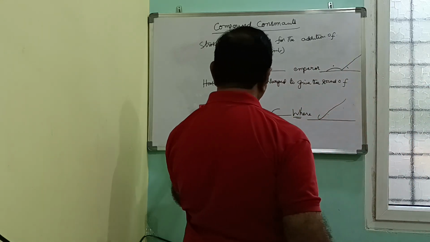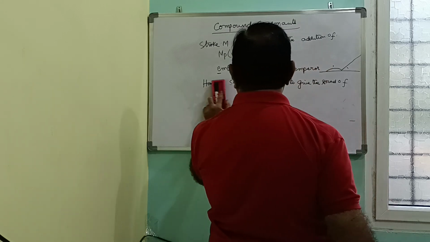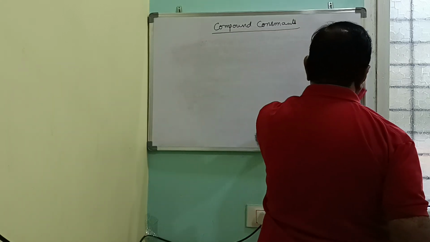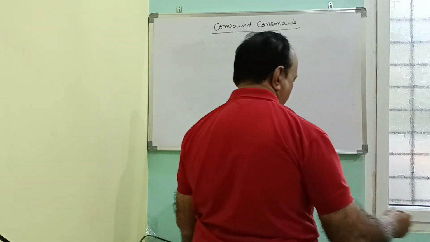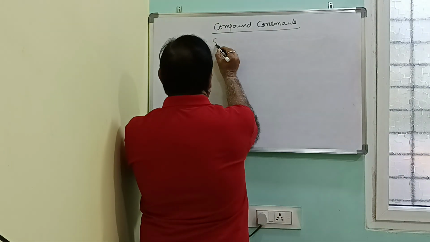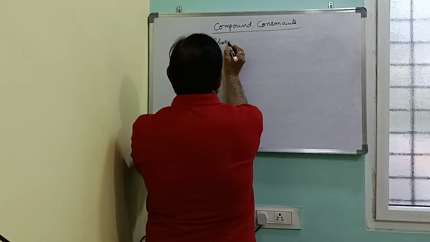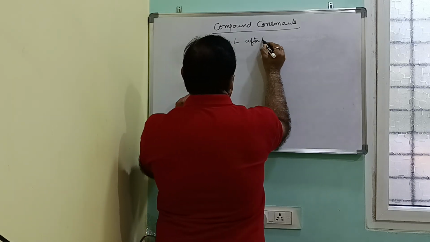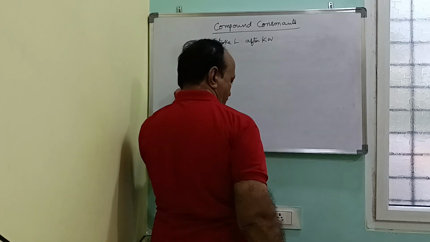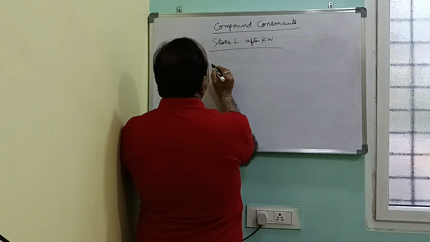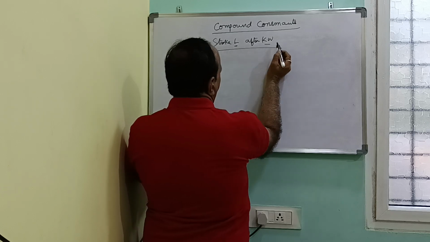Then there are some more compound consonants here. I will tell you clearly about this. Stroke L after qua. After qua, how are we writing here? Suppose stroke L comes after qua.